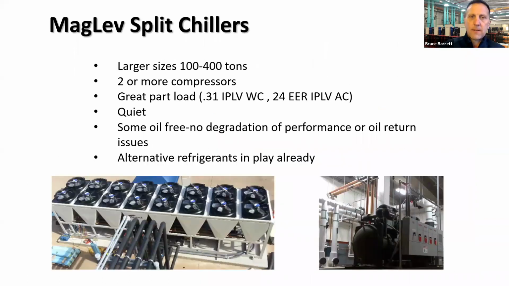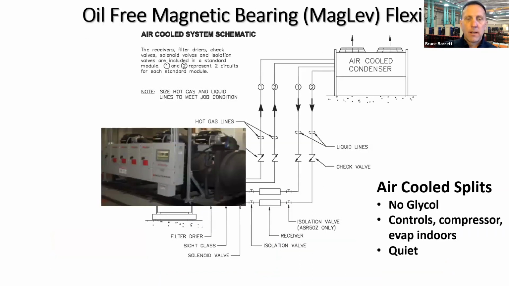Split chillers. We can go up to about 400 tons, 2 or more compressors, great part load values. It's super quiet. Again, if you've got a split chiller with your compressors, controls inside, they could be piped out to a dry condenser, refrigerant piping out to the condenser with standard EC fans. Again, refrigerant alternatives are already in play. So what does the split look schematically?